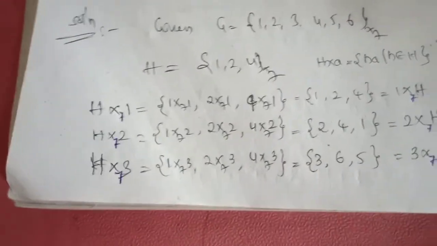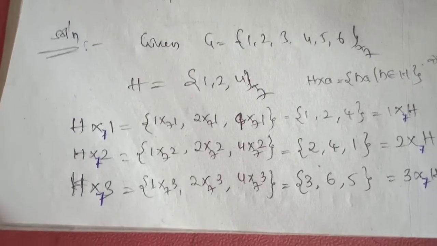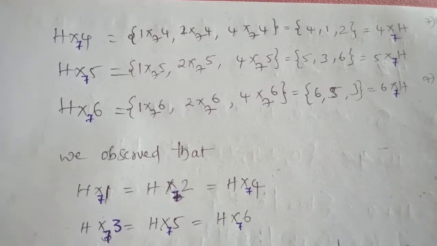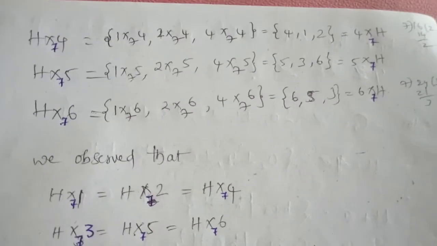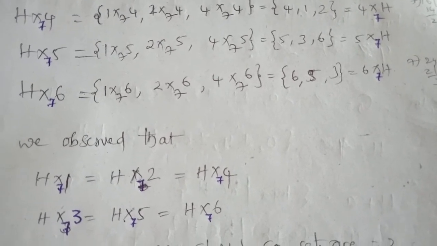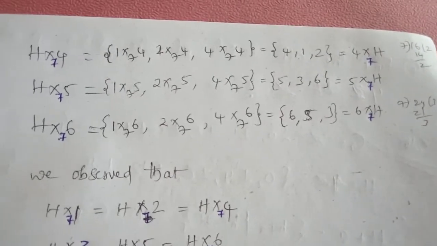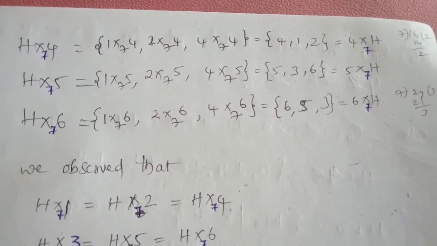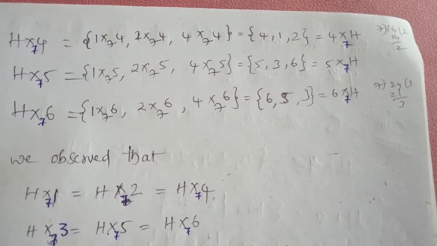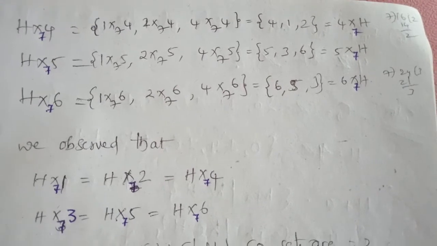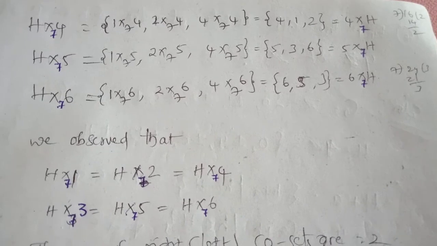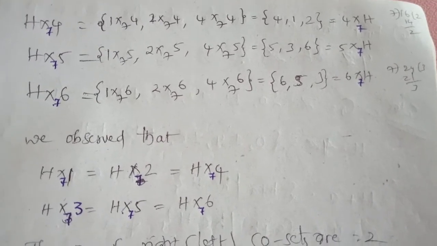Here we have constructed 3 cosets. Now I am going to take the elements 4, 5, 6: H multiplication modulo 7 4, H multiplication modulo 7 5, H multiplication modulo 7 6. These are the remaining 3 cosets. Now you observe, H multiplication modulo 7 4 is {1, 2, 4}, and the next ones are {3, 5, 6}. H multiplication modulo 7 5 and H multiplication modulo 7 6 both represent the same numbers.